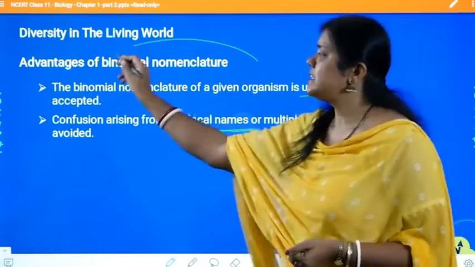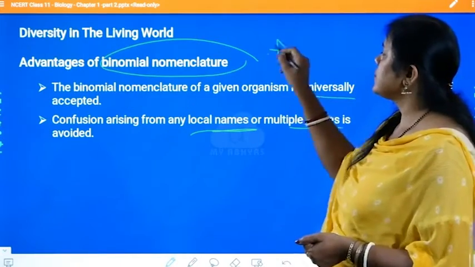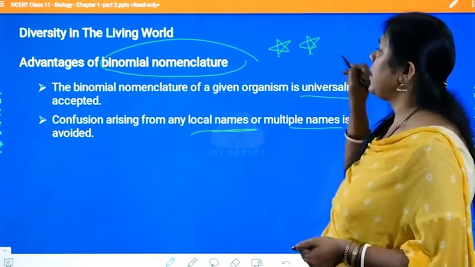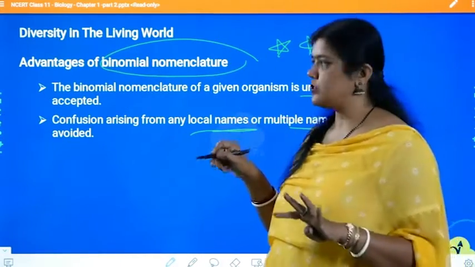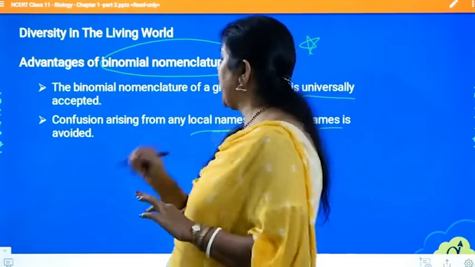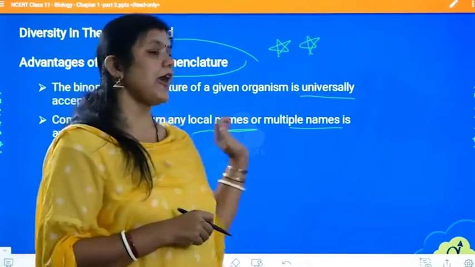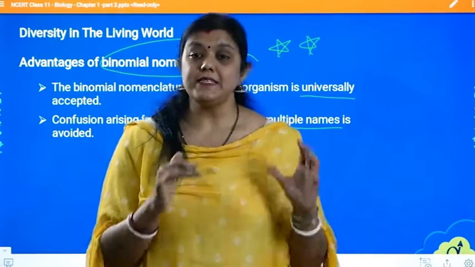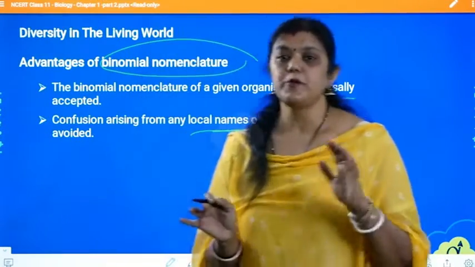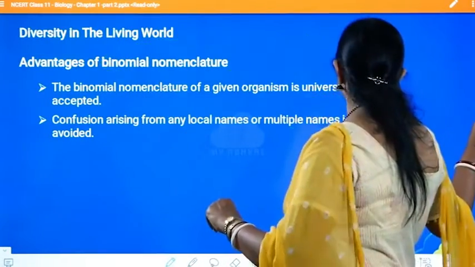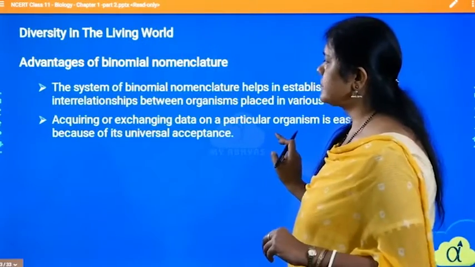So what are the advantages of binomial nomenclature? This also can be asked as 2 mark questions or 3 mark questions. What are the advantages? The binomial nomenclature of a given organism is universally accepted, and it is very easy, so that we don't have any confusion because of local names or because of multiple names.